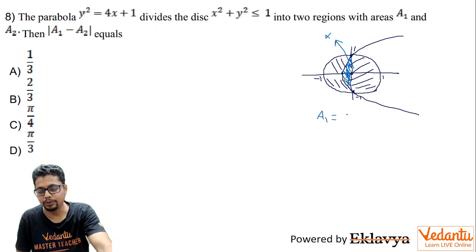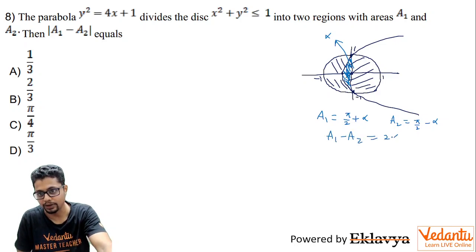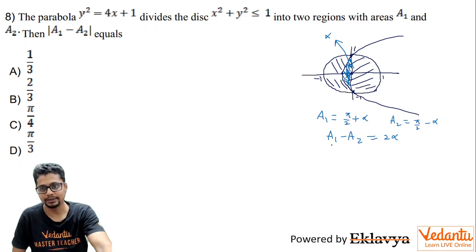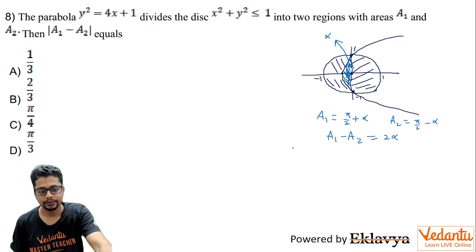So A1 would be what? Let's say the area of a semicircle in this case will be pi by 2, that means pi by 2 times 1 squared. So A1 is pi by 2 plus alpha, and A2 is pi by 2 minus alpha, because it is the area of the semicircle minus this area. So essentially A1 minus A2 is 2 alpha. That's it. So we need to find this area, and twice of it will be the answer.